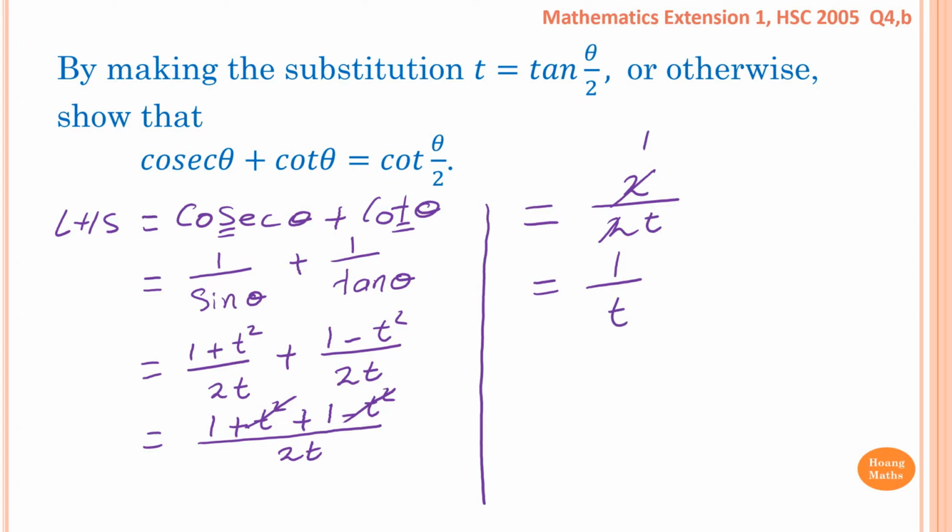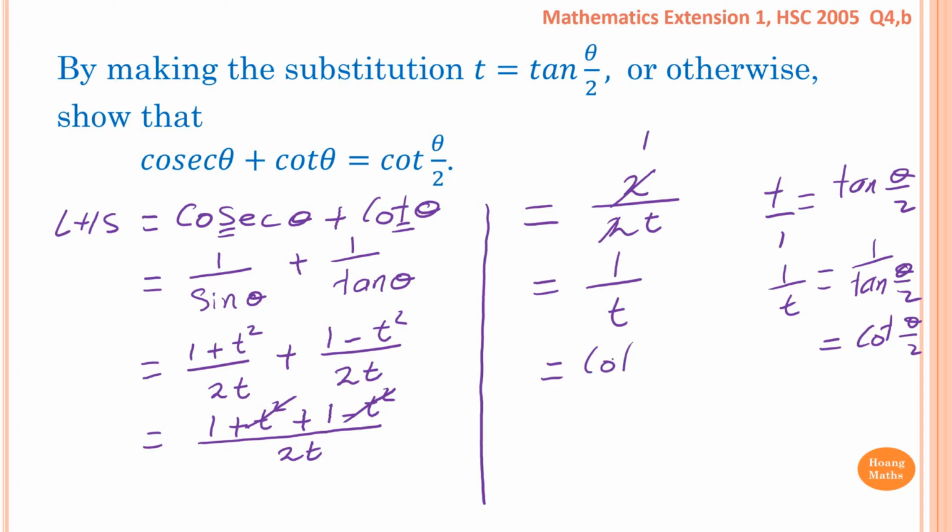Now we know that t is equal to tan of theta over 2. t is just like t over 1, and if we flip this, 1 over t equals 1 over tan of theta over 2, that is cot of theta over 2 if you like, which is equal to the right hand side.